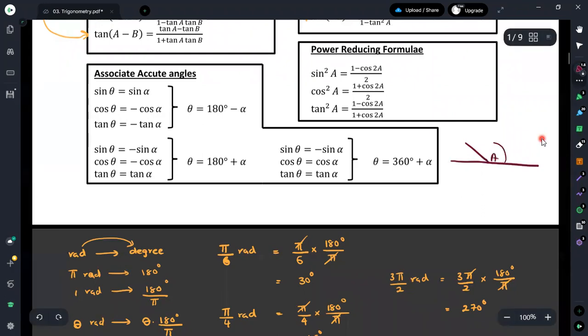Simply, if you are having an angle A, then we can say that angle B is the associate acute angle for this angle A. If you are considering the associate acute angles, here what we can take is for this quadrant. Here we can say it as theta, which is equal to 180 minus alpha.